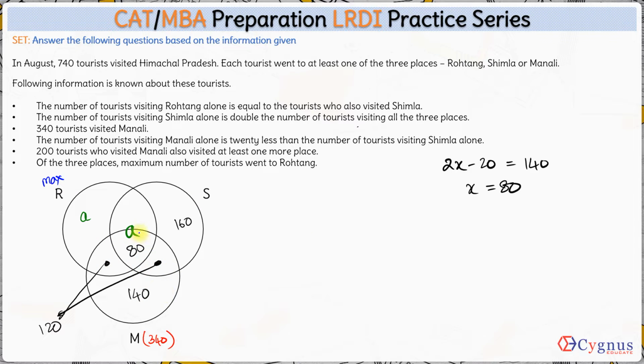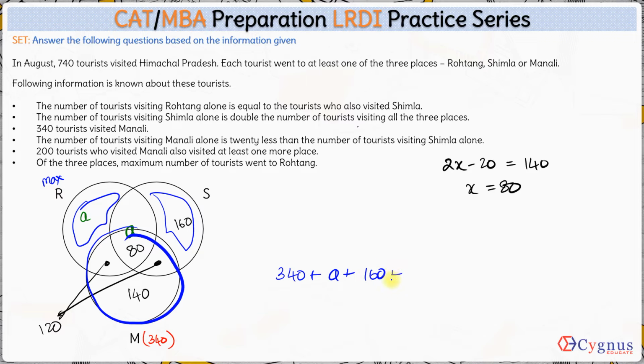Number of people who visited Manali, that means this region, we already know is 340. Only Rohtang, this region, is A, plus only Shimla is 160. Now this region, what is this region? This region will be, basically, this is total A and this is 80. So A minus 80 is this region. So plus A minus 80. This gives us the total number of tourists, which should be equal to 740 over here.